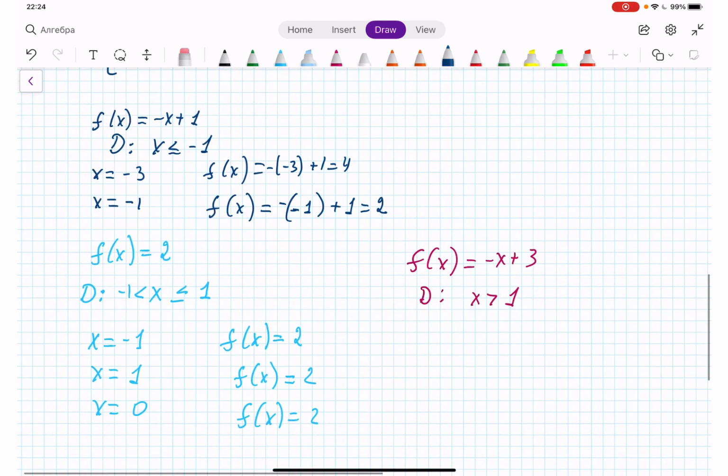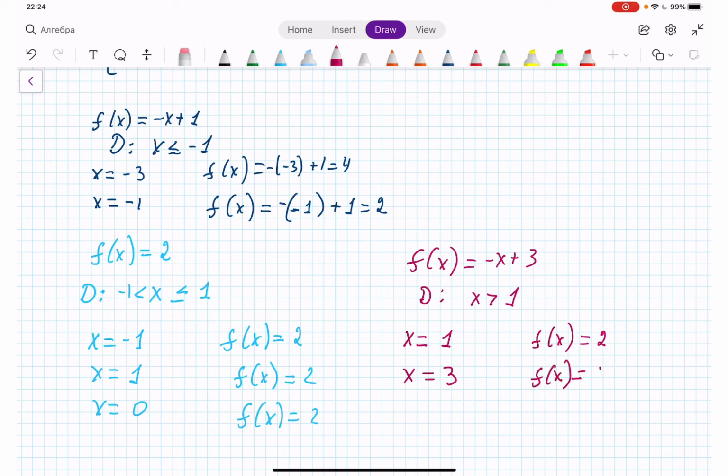Okay, so moving on with the function negative x plus 3. So when x is equal to 1, f of x is equal to 2, right? Negative 1 plus 2 plus 3. Okay, x is equal, let's take another value, 3. f of x is equal to 0. Okay, now let's graph.